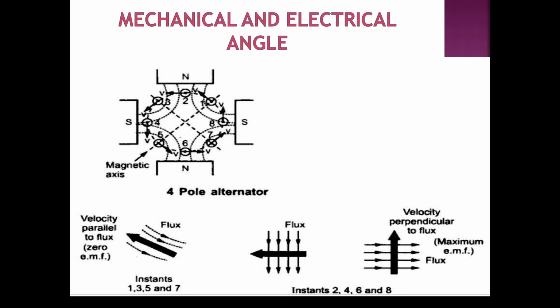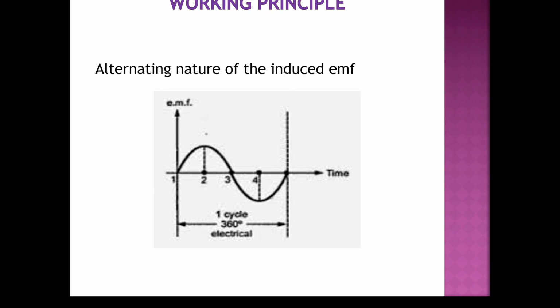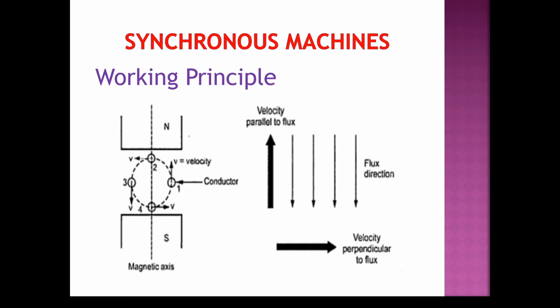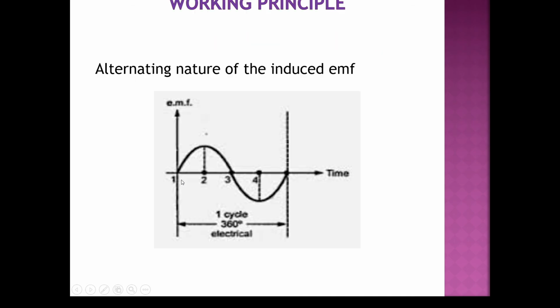Okay, here you can see. One revolution is equal to one cycle. In these two diagrams you can see, this is one complete revolution in mechanical and one complete cycle in electrical, right?